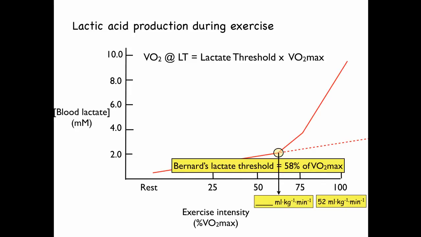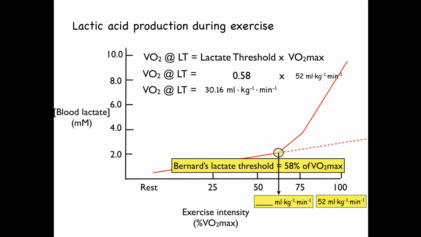In order to solve this, we're going to take the percent at lactate threshold and multiply it by his VO2 max. So his VO2 at lactate threshold is going to be equivalent to 58% of his VO2 max, and we're going to write this as a decimal, and multiply it by his VO2 max, which is 52 mL per kilogram per minute. Therefore, the VO2 where lactate starts to accumulate in his blood is going to be equivalent to 30.16 mL per kilogram per minute.